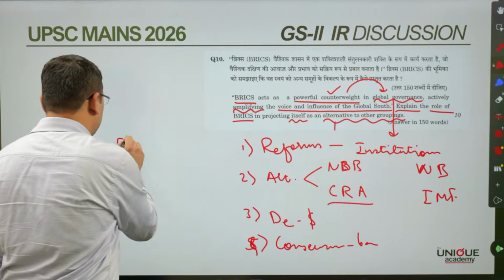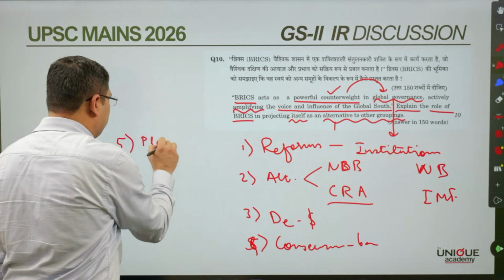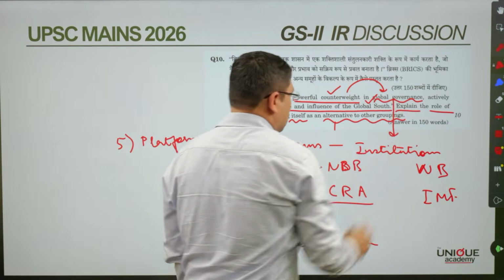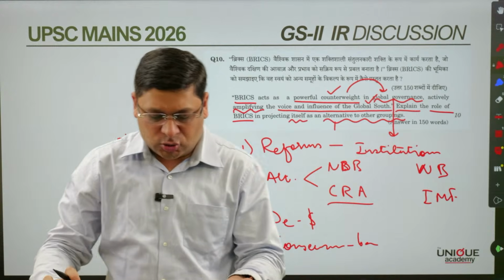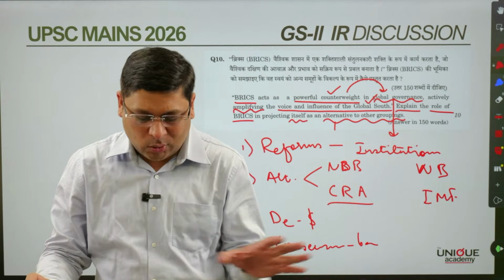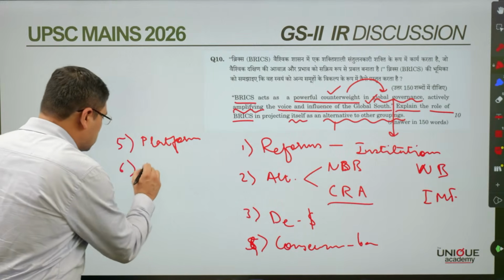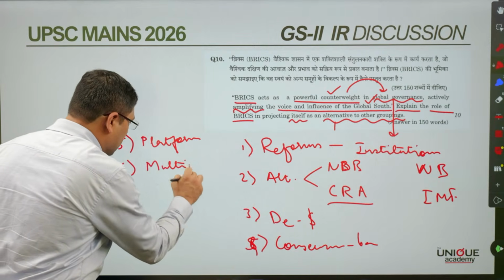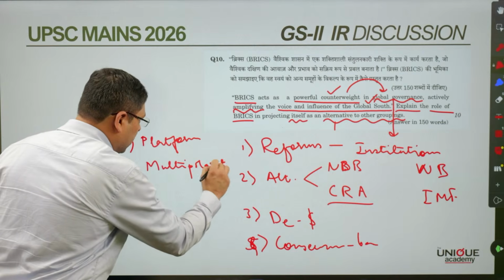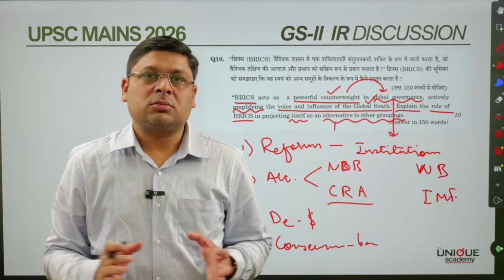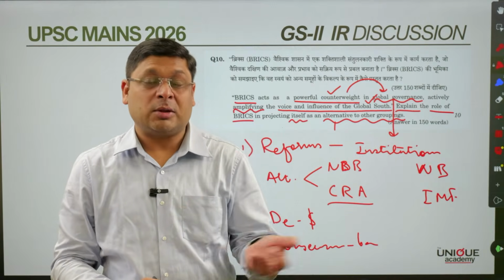Fifth, definitely it's an important platform for the Global South. It amplifies the voice of the Global South. There's no doubt about that, right? There's absolutely no doubt about that. Number 6, it also serves the purpose of multipolarity. So we are witnessing a multipolar world, increasingly becoming multipolar.